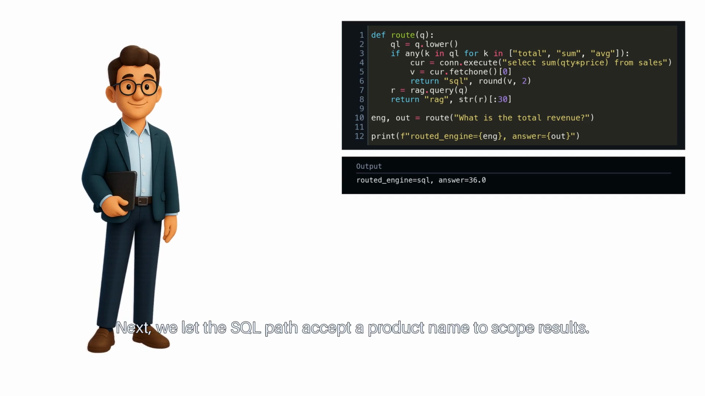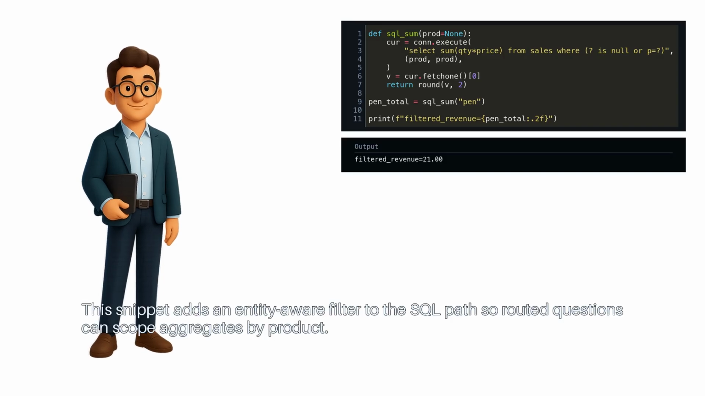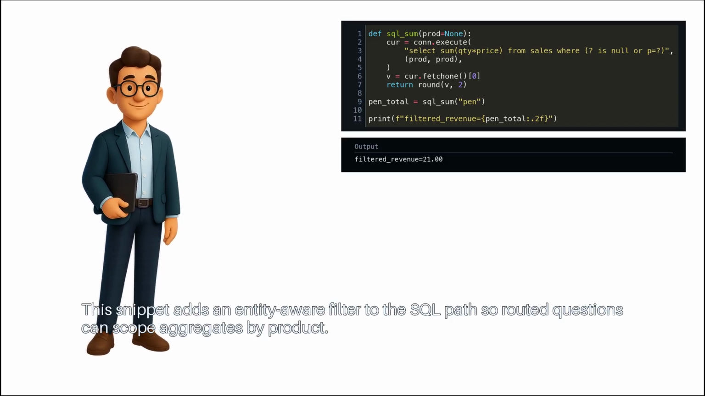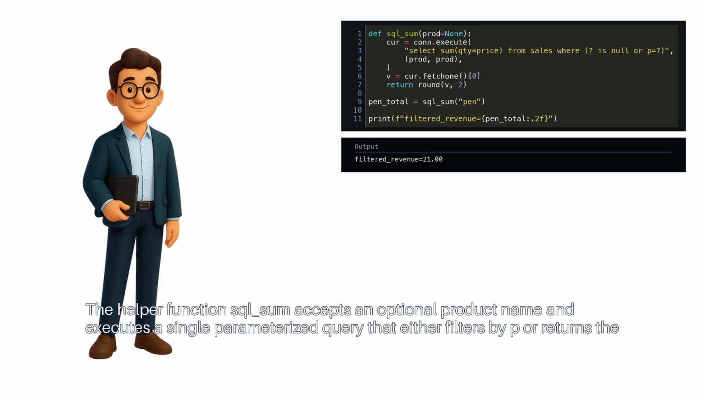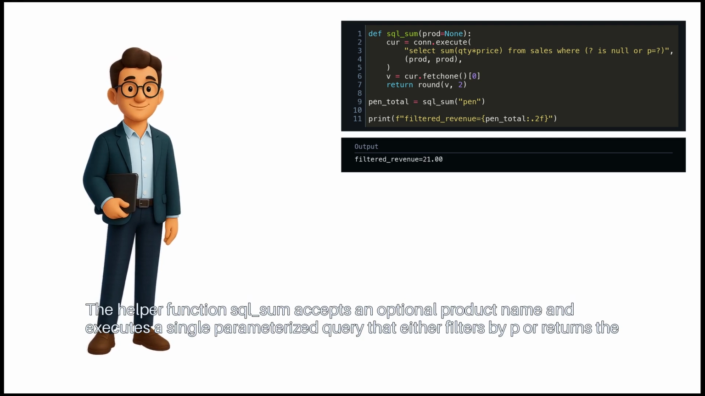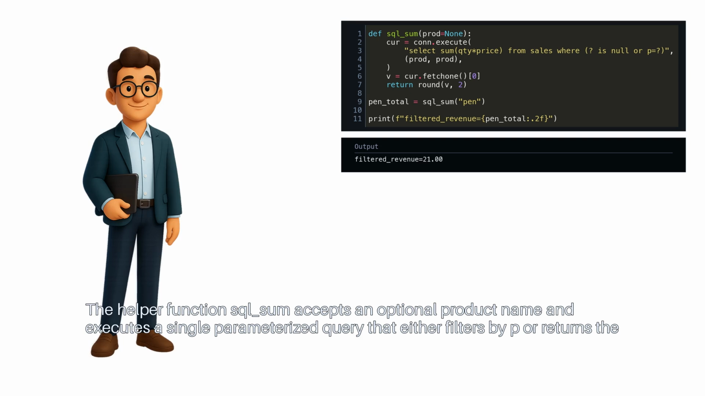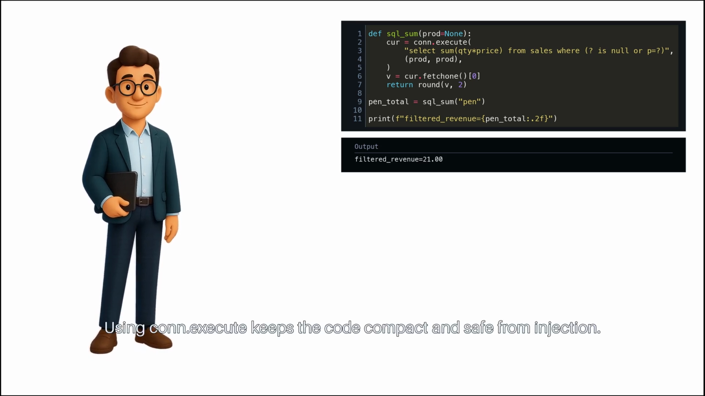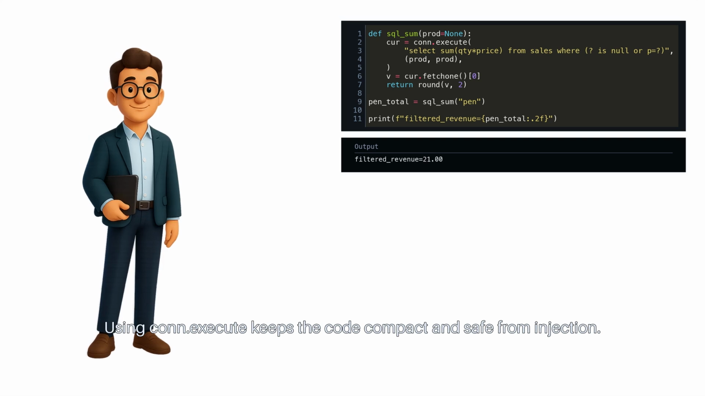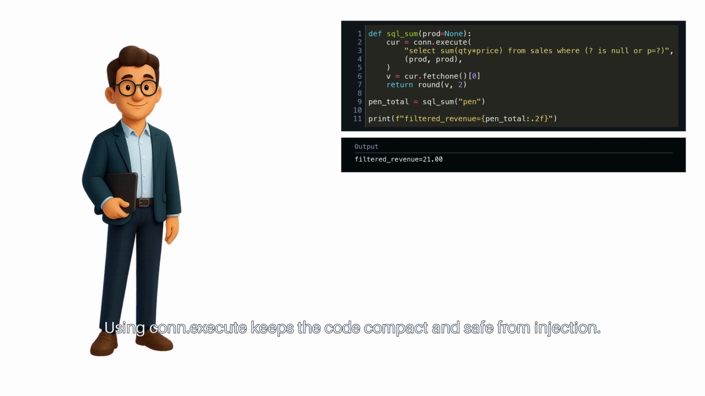Next, we let the SQL path accept a product name to scope results. This snippet adds an entity-aware filter to the SQL path, so routed questions can scope aggregates by product. The helper function sql_sum accepts an optional product name and executes a single parameterized query that either filters by p or returns the overall sum if the parameter is null. Using con.execute keeps the code compact and safe from injection.